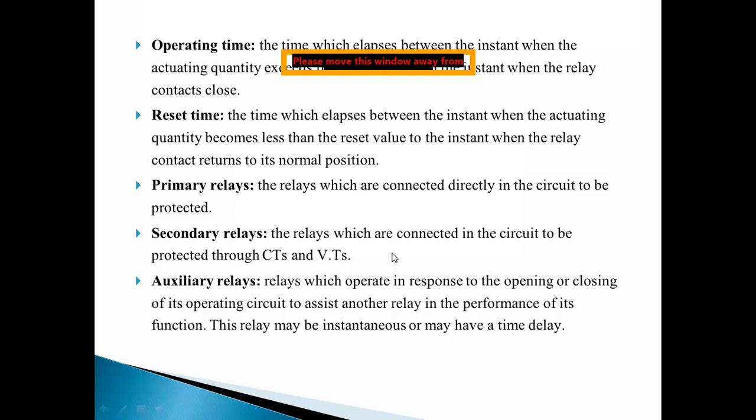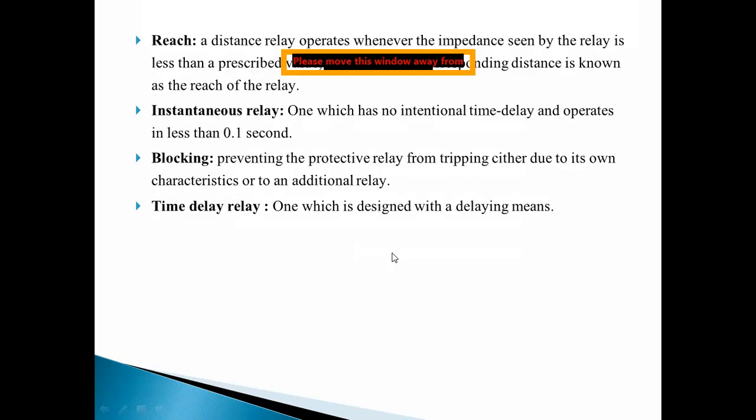Then the next term is a relay. Actually, these definitions are not required in this chapter, but in upcoming chapters they are required.